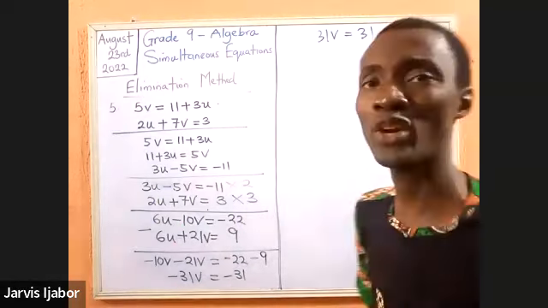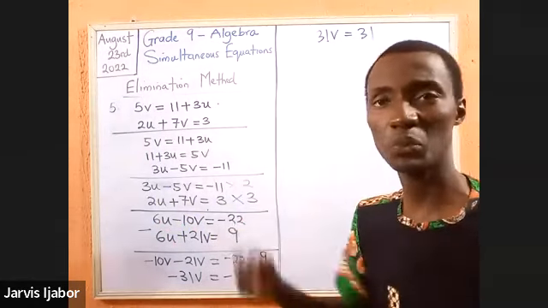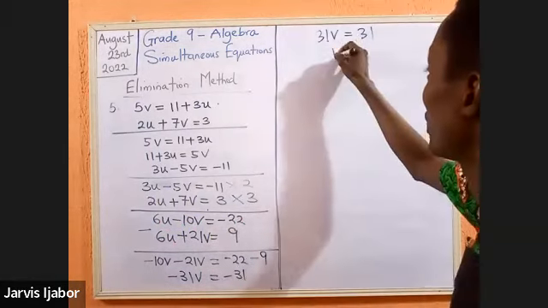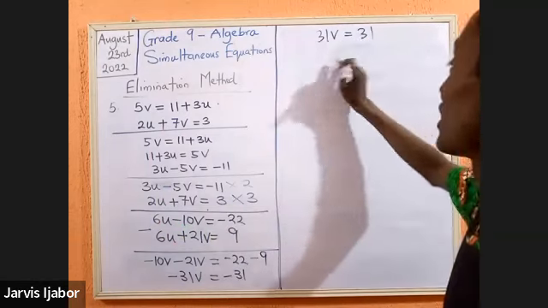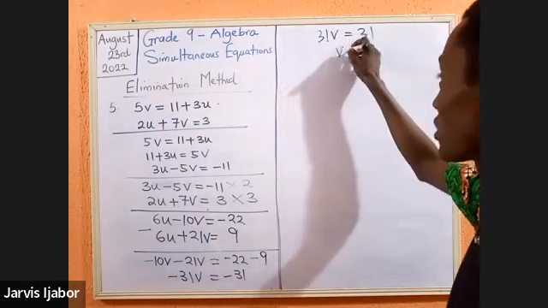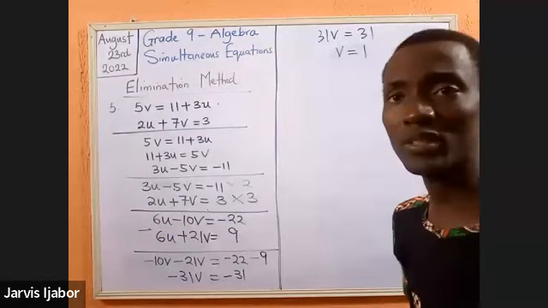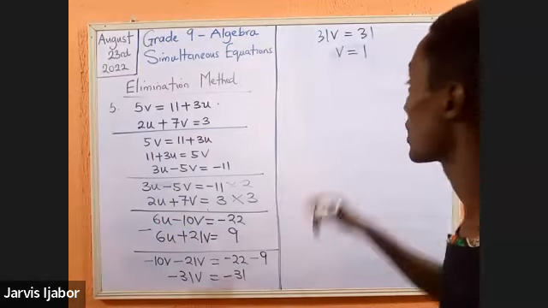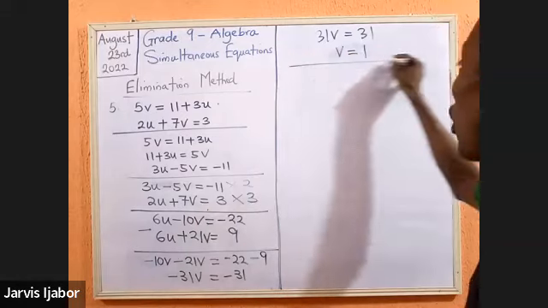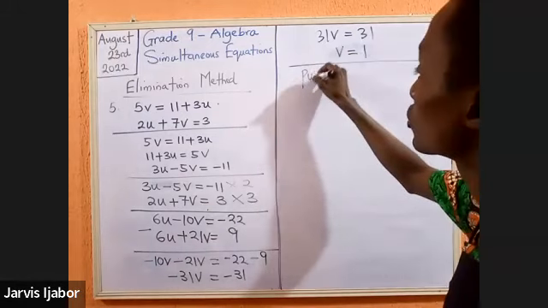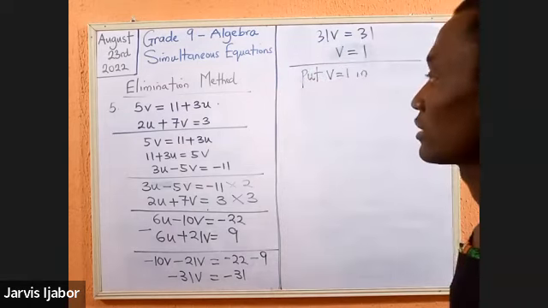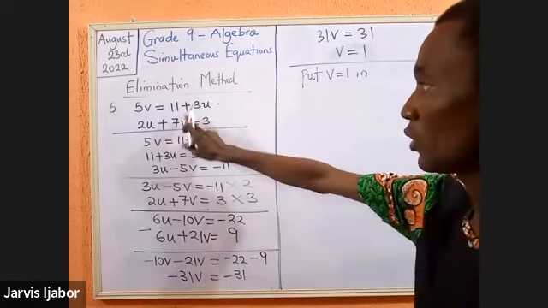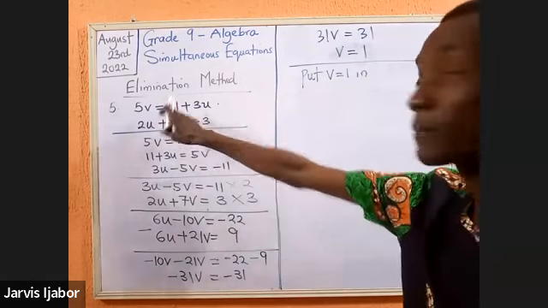It's not necessary for you to say divide both sides by negative, no. And this will now be v equal to 31 over 31. You may not even do that. Since the coefficients are the same, I can just go ahead to say v is equal to 1. And it's clear. Anybody seeing that knows that what you have done is correct. Once you are done with this, rule this off. You now put v equal to 1 in either this or this. So I can use this.